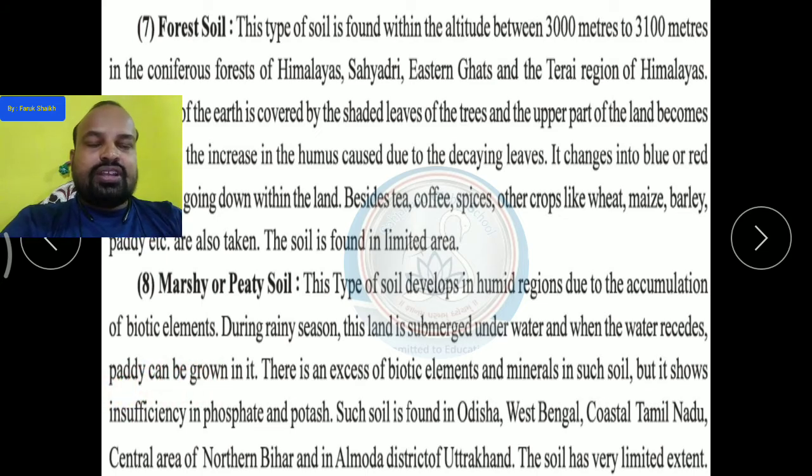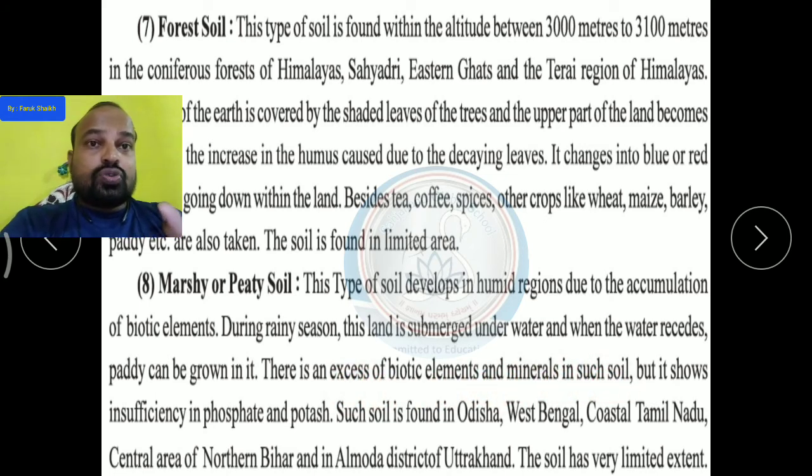During the rainy season, in this soil, the land is submerged under the water, meaning the land is completely drowned in water. And when the water recedes, meaning when the water reduces there, after that paddy crops can be grown in it. There is an excess of biotic elements and minerals in such soil.